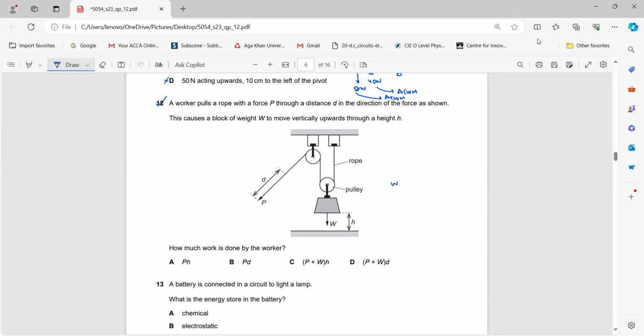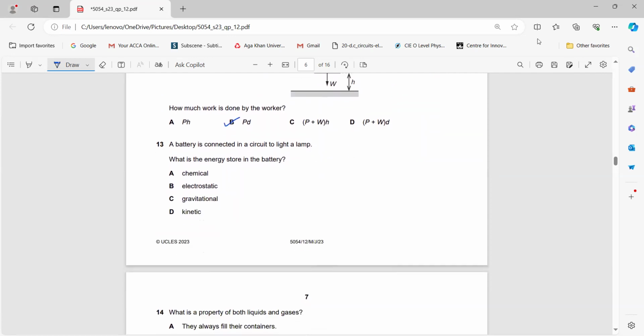Work done is force into distance. The answer is going to be the force applied by the worker. That's P, I guess. The worker pulls the rope with force P times the distance that the rope has moved because of the force applied by the worker. That's going to be D. So work done by the worker is P into D. My answer is B.